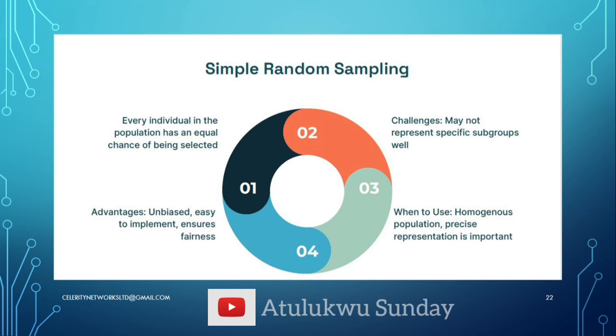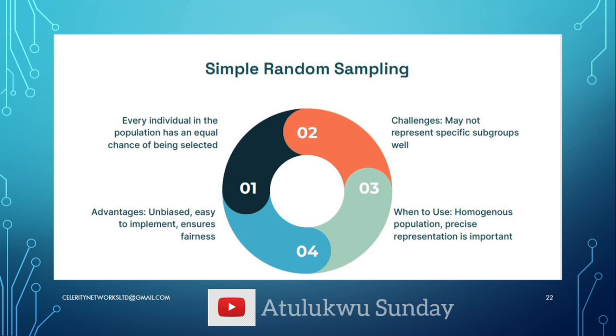Then, when to use it: when you have a homogeneous population. Like I said, the disadvantage is that when you have a smaller group or subgroup, it disadvantages them. But once you have a homogeneous population, that is, all the data sets you're having are almost the same, you can use it. The advantages are that it is unbiased, easy to implement, and it ensures fairness.